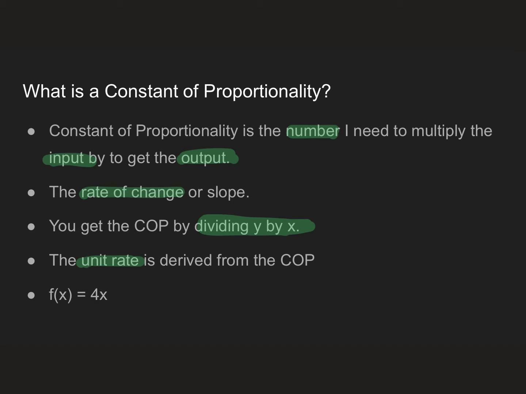So, if you look at this function here, f of x equals 4x, my constant of proportionality, COP, is 4. It is the number multiplied with my x. So 4 is my constant of proportionality.